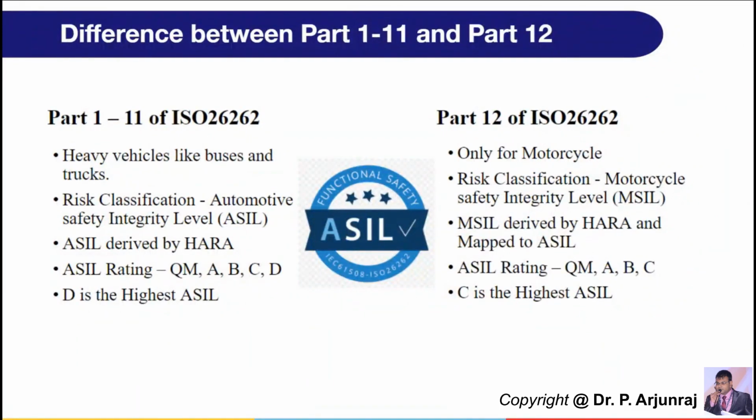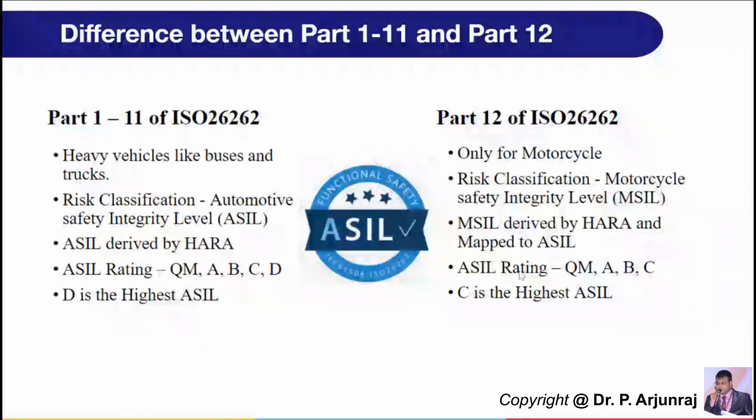I was mentioning part 1 to part 11 is for the heavy vehicles, for buses and trucks, and even for cars. Part 12 is for motorcycle. And we know that we have the ASIL risk classification in the case of part 1 to part 11. In the case of part 12, we have risk classification as MSAL, which stands for Motorcycle Safety Integrity Level. And ASIL is derived by HARA. And this MSAL is also derived by HARA, but again, it is mapped to ASIL.